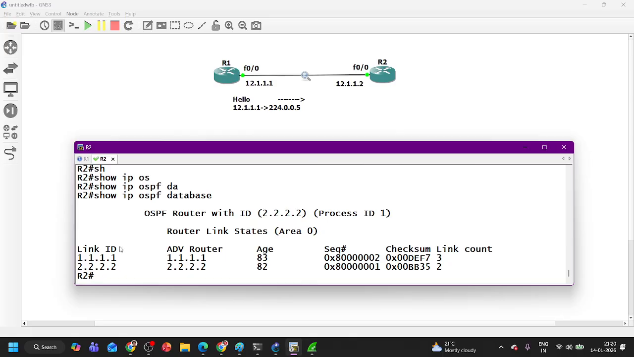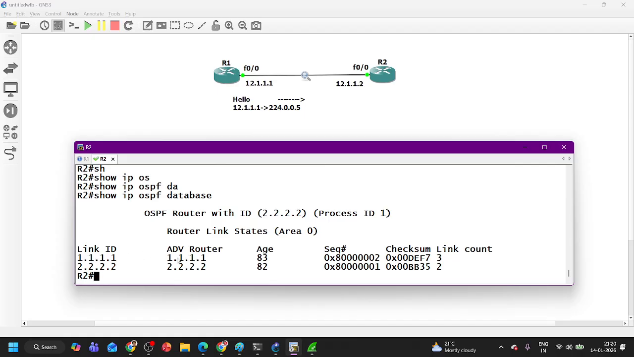Later you will learn different types of routers, like the DR router. Sometimes the link ID can be the IP address of the DR router. You will learn about the ABR router, the area border router. Sometimes the link ID can be the IP address of the ABR router. Sometimes the link ID can be the ASBR router IP address. But in the router LSA, the very first LSA, both are the router ID of the router.